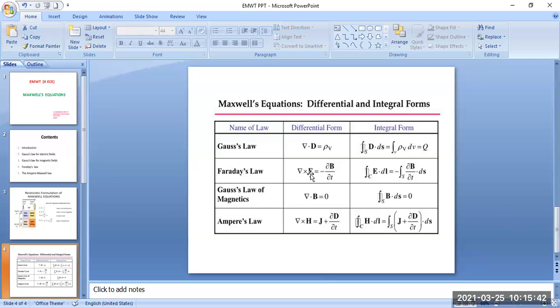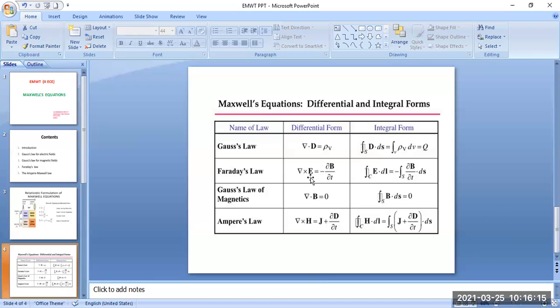So transformer EMF represents the static circuit and time varying field. Circuit is static and field is the time varying field. That is the transformer EMF. That is the dou B bar by dou t, that is time varying field. So del cross E bar is equal to minus dou B bar by dou t.